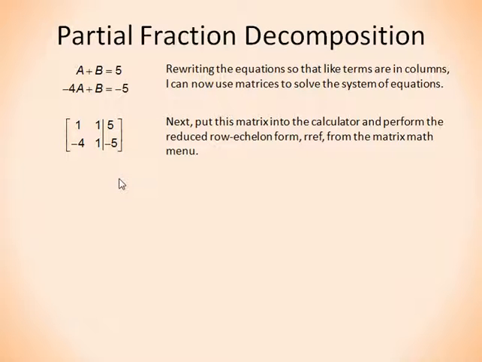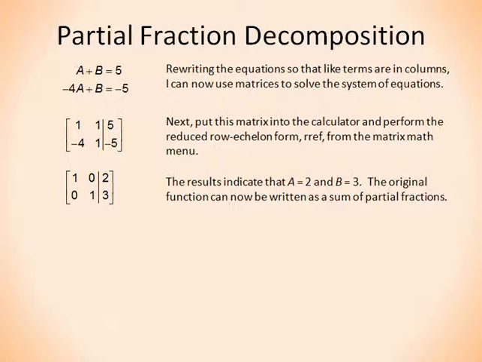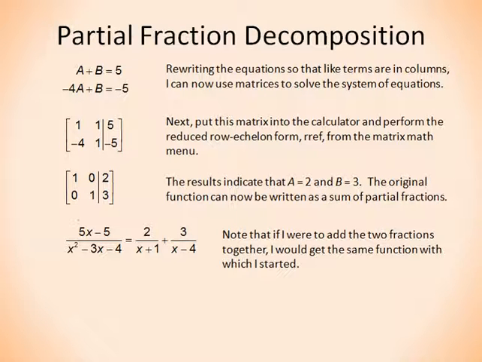And now, using matrix operations on my calculator, I plug this matrix into my calculator and go to the Matrix Math menu and use the reduced row echelon form. I'm going to get this for my result matrix. This tells me that a is equal to 2 and b is equal to 3. So now, going back to my partial fraction decomposition, my original function is equal to 2 over x plus 1 plus 3 over x minus 4.